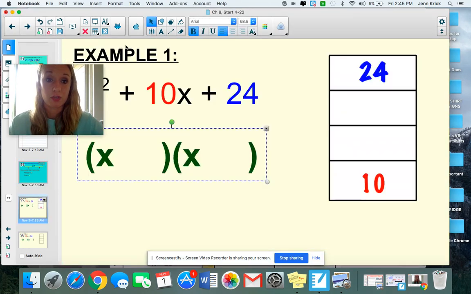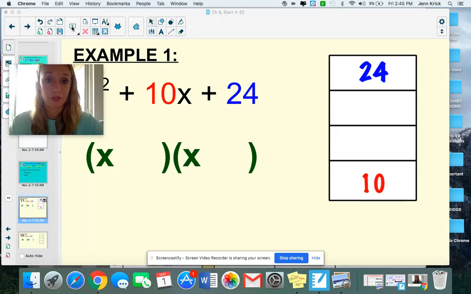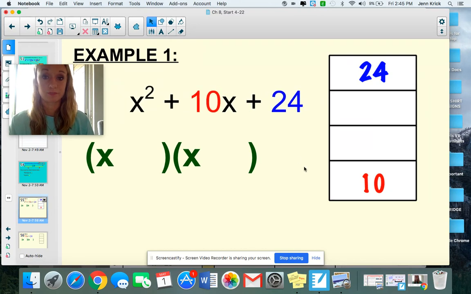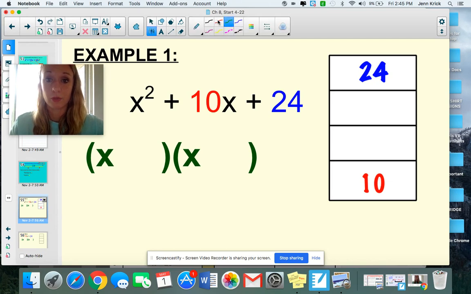All right, so here is our first trinomial that we're going to factor. We're going to start off easy, and then we'll get a little bit more challenging. So it is x squared plus 10x plus 24. I know that I'm going to need two numbers that multiply to c, which is my last term right here, and then add up to b.